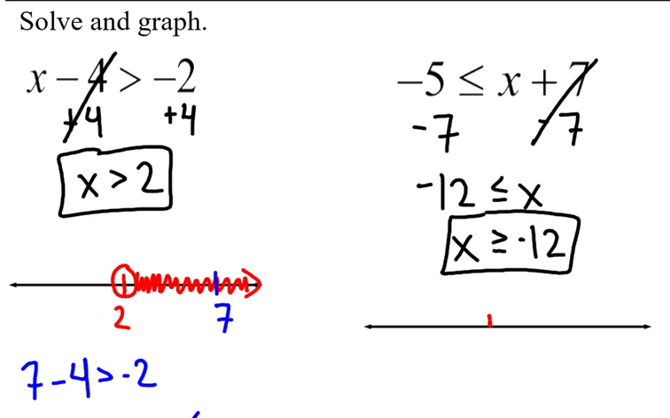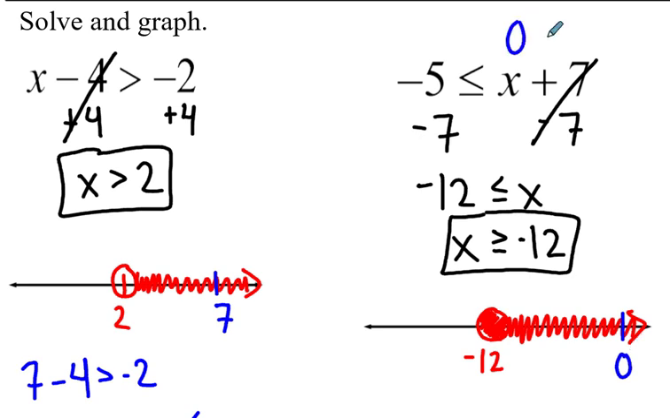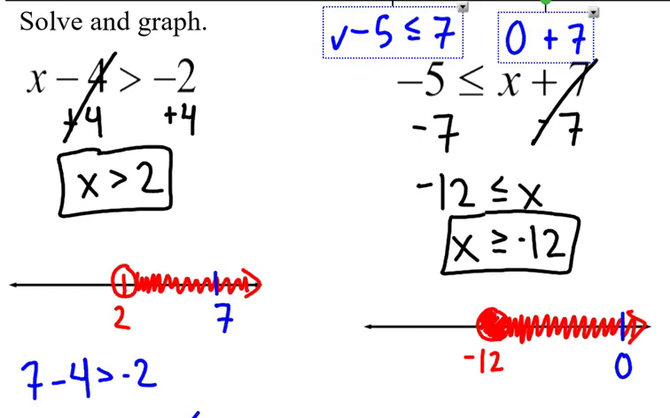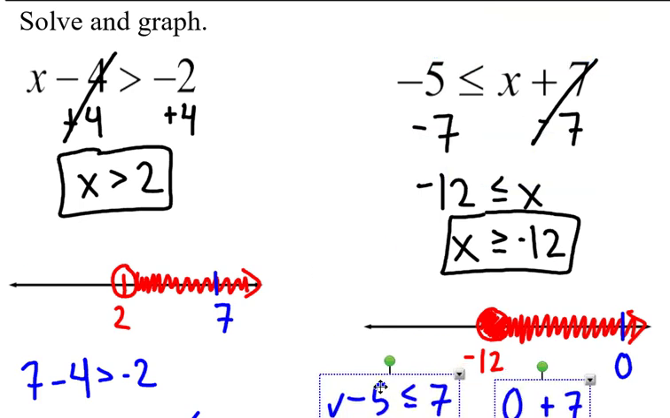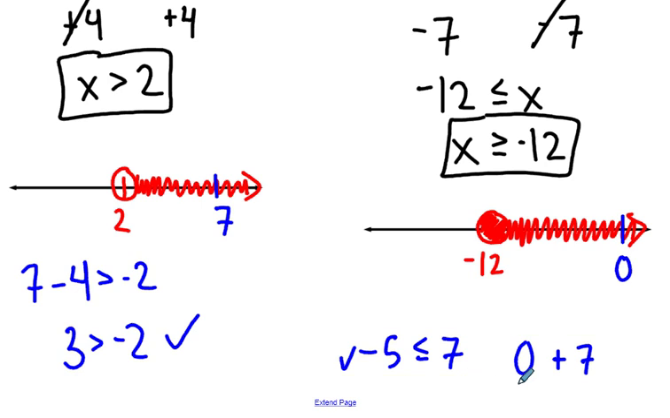Now I graph it. Put a dash down at negative 12, circle around. I want all the values that are greater than or equal to negative 12. If I pick any value greater than or equal to negative 12, it should be true. What's an easy one to check? 0. 0 is all the way over here. It should work. If I put 0 in here, 0 plus 7 is 7. I get negative 5 is less than or equal to 7. Is that a true statement? It is a true statement, so it works out. So it checks out. I should put the check down here. So we're good.